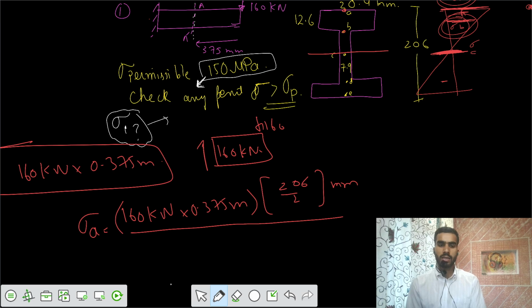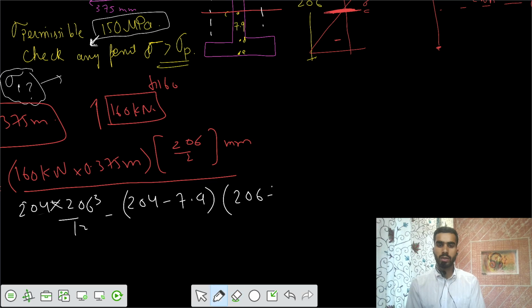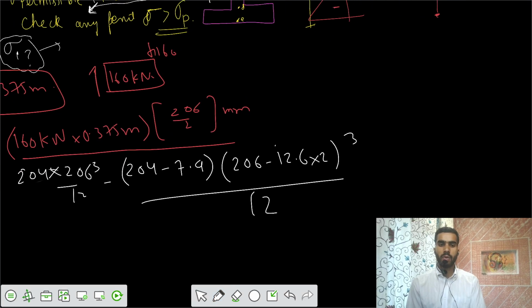So we have a bigger rectangle of 204 mm. This is your 204 mm, into 206 cube by 12, and you subtract those smaller rectangles, this one and this one. So I would say 204 minus 7.9, this is your B, and D cube. D is the difference, 206 minus 12.6 two times, 12.6 into 2. And this is cube by 12. And you solve that I value.